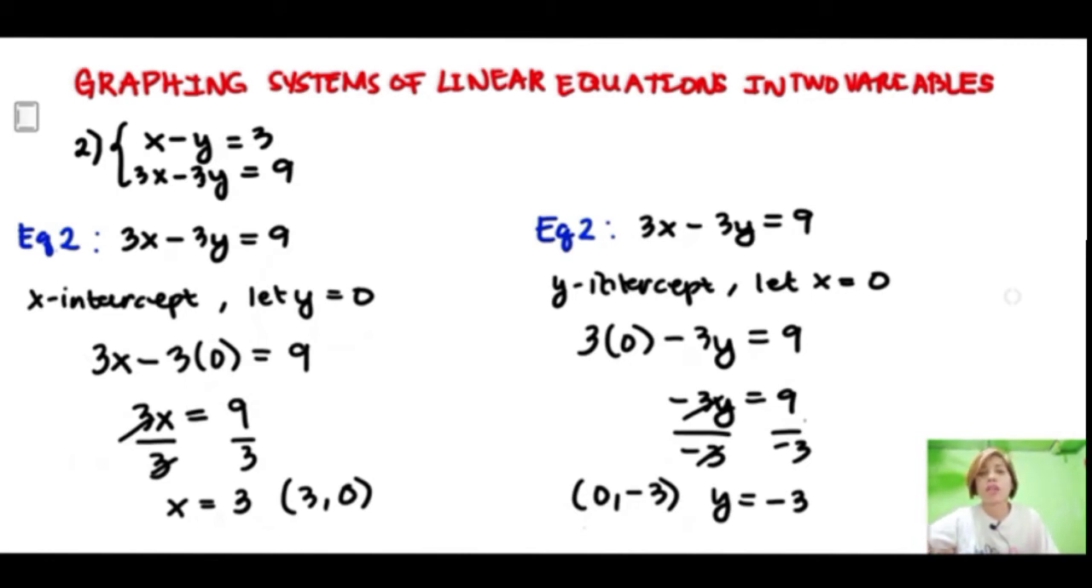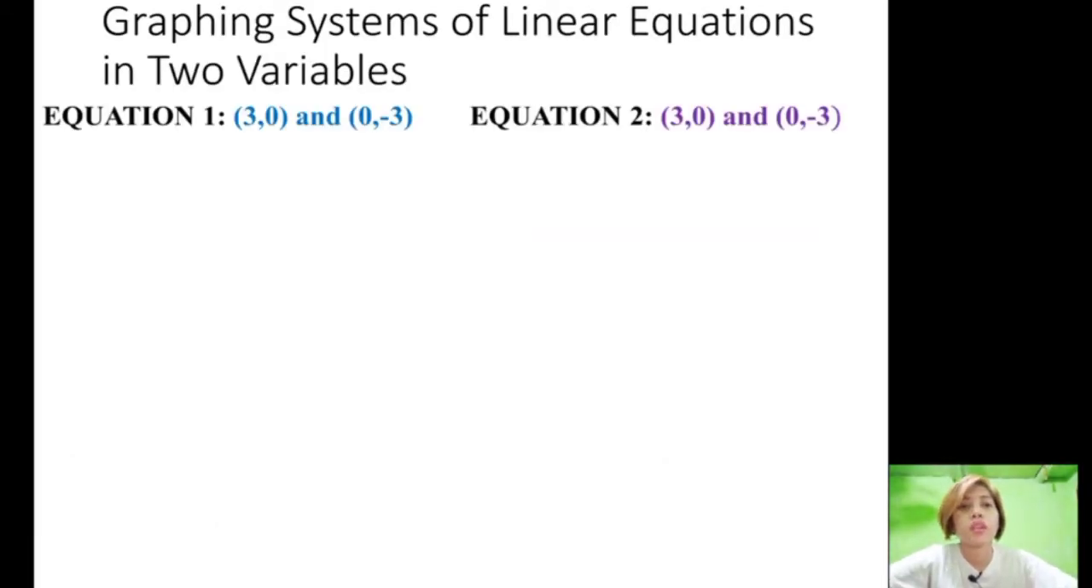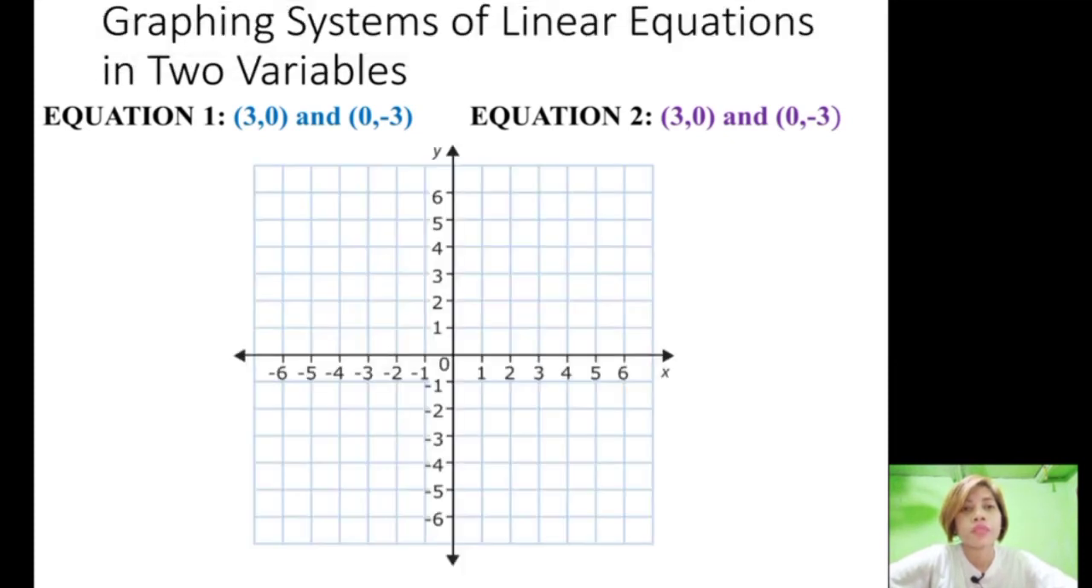So, i-graph na po natin siya sa Cartesian plane. Equation 1 is (3, 0) and (0, -3). Sa equation 2 naman, (3, 0) and (0, -3) din. So, let's start. So, sa Cartesian plane, yung equation 1 po muna yung i-locate natin, yung i-graph natin. So, (3, 0) ay nasa x-axis 3, and then (0, -3) nasa y-axis negative 3. And then, join po natin. So, yun po yung graph for the first equation.